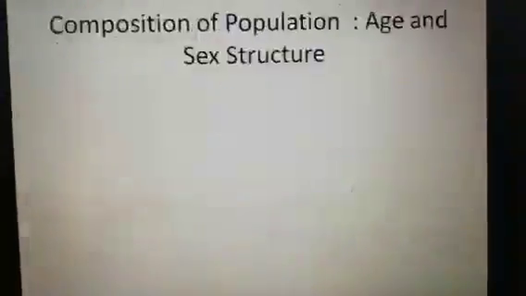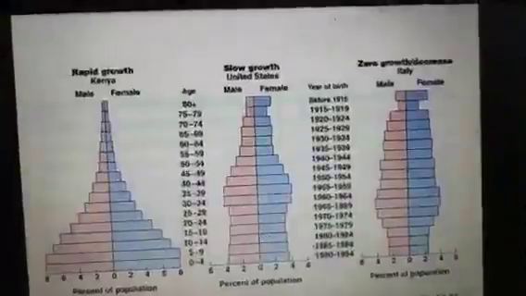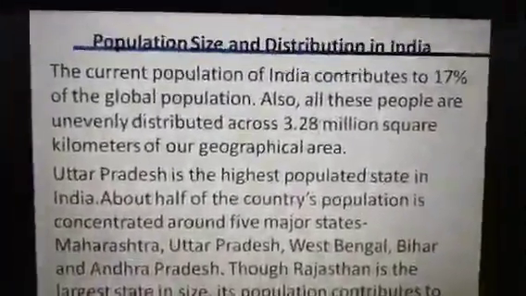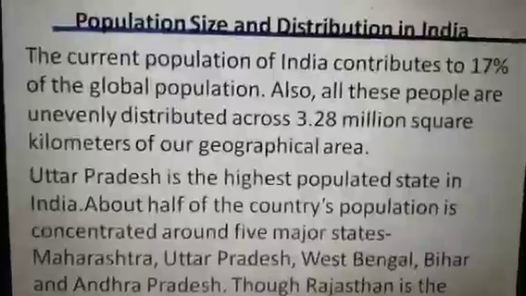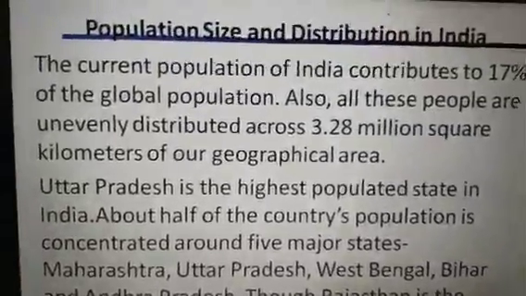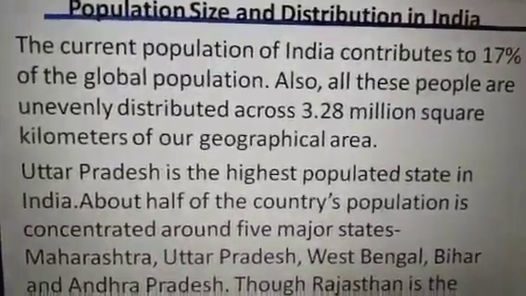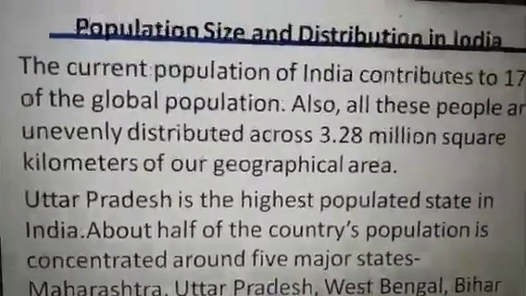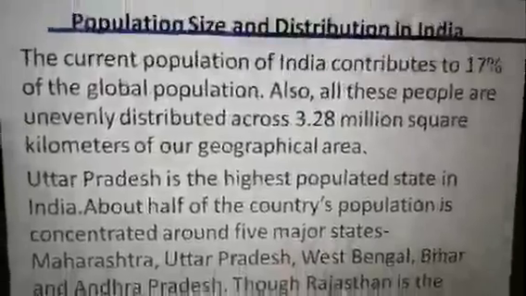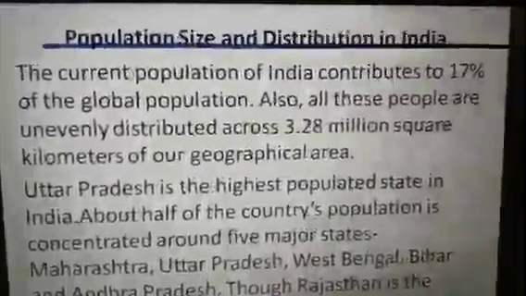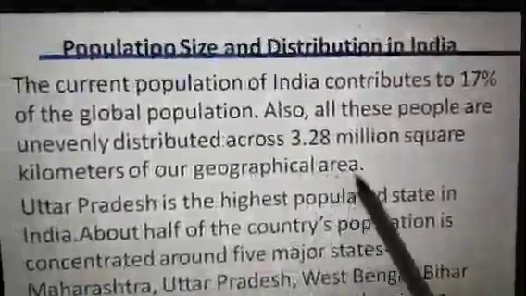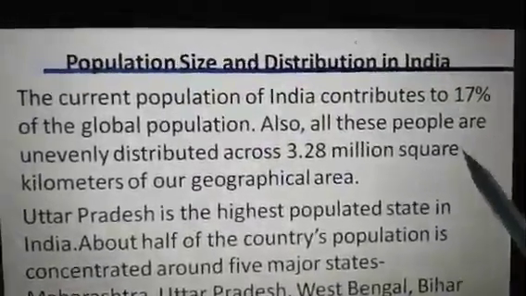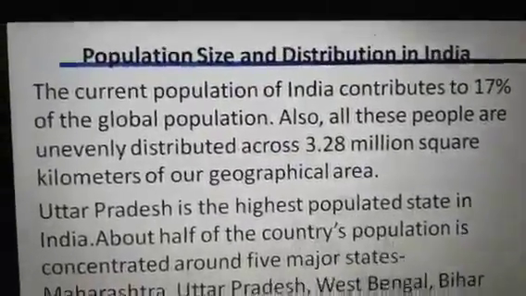Again, when we talk about population size and distribution in India, in this last slide, we can say that the current population of India contributes about 17% of the global population. Also, all these people are distributed across 3.28 million square kilometers of our geographical area. So size, growth and distribution.